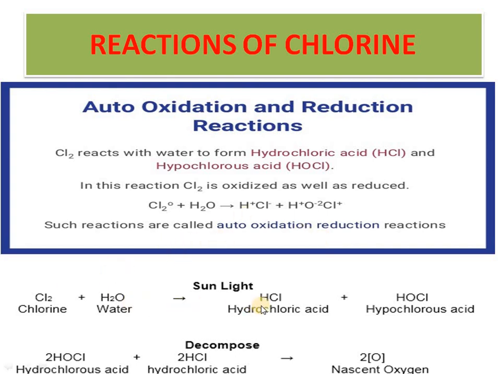Chlorine plus water gives HCl plus HOCl, hypochlorous acid, which is unstable and decomposes to form nascent oxygen. So chlorine plus water gives us nascent oxygen. So it is acting as an oxidizing agent, and the oxidation or bleaching action of chlorine is due to oxidation.